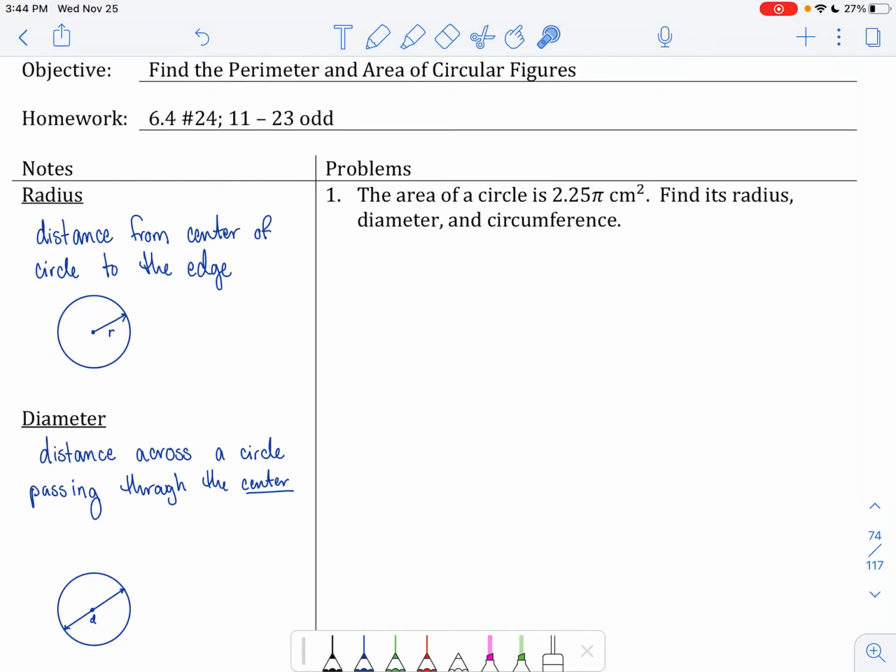Hello all, welcome to your last lesson of the week. Here we're going to talk a little bit more about perimeter and area, but now we're going to talk about circular figures.